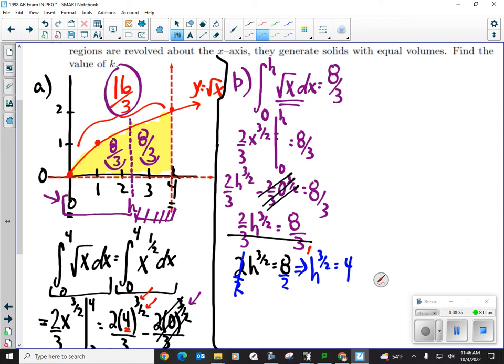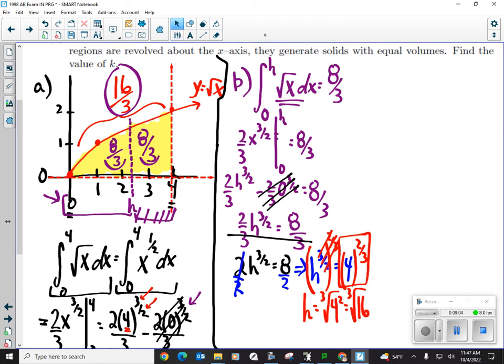All right, cool. How do I get rid of the 3/2? I raise it to the reciprocal, 2/3. You should know that. Absolutely. All right, this goes bye-bye. And I've got h is equal to the cubed root of 4 squared. I could leave this as an answer, but we have the calculator, so let's do that. That's the cubed root of 16. And let's figure out what that is.